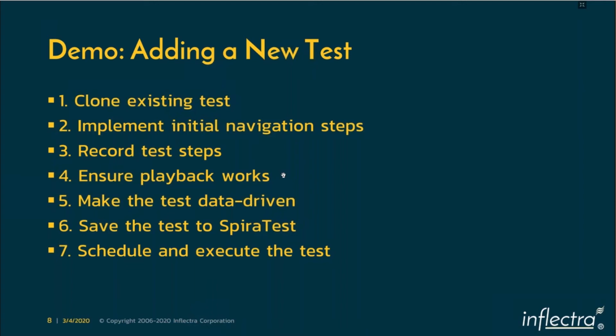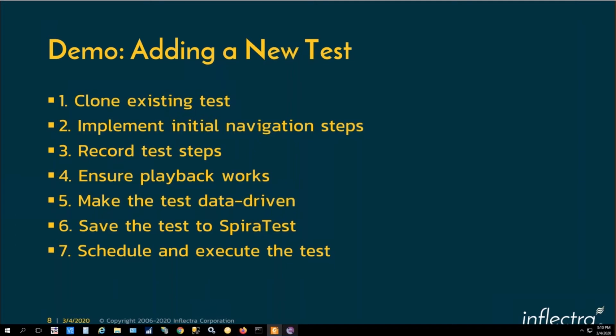On step 5, we will make this test data-driven, so we will parameterize it and use data from an Excel spreadsheet. And then we will save everything to SpiraTest, and we will create a test set, and we will execute this test set using the Rapise launcher. So we are ready to begin.